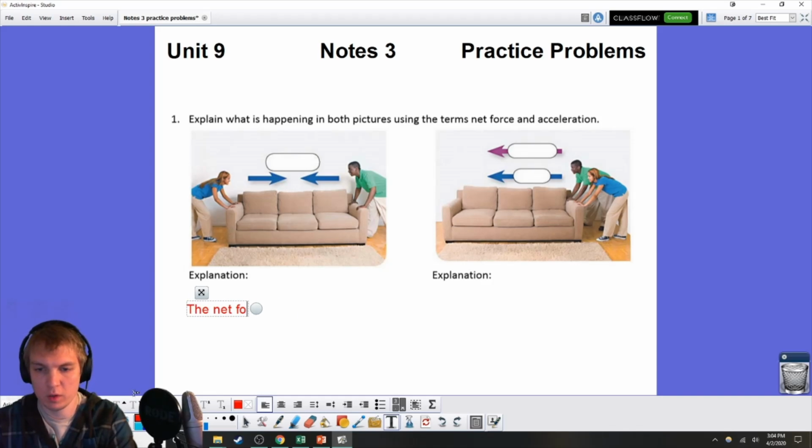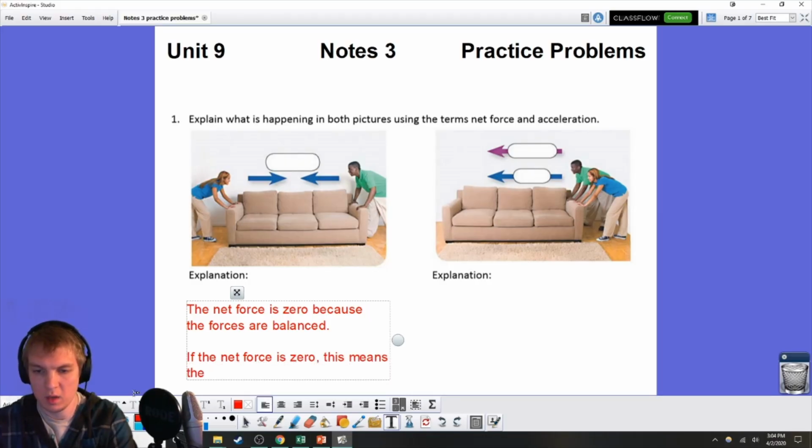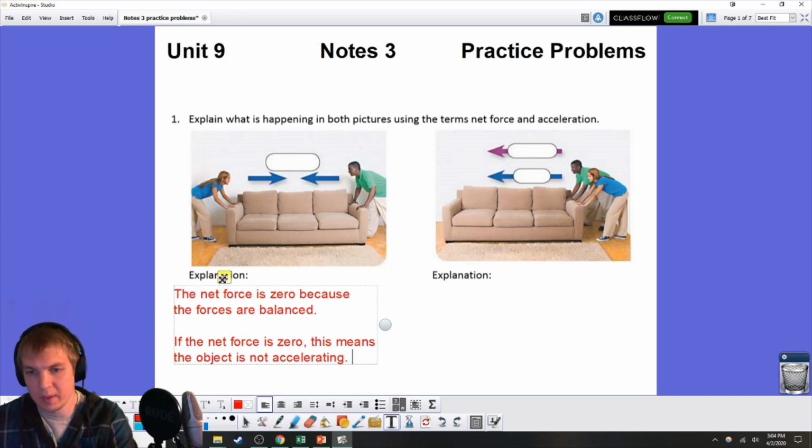The net force is 0 because the forces are balanced. If the net force is 0, this means the object is not accelerating. So there is no acceleration, basically, right? So that's basically what we're saying. This object is not moving, and you could have guessed that based on just what you're seeing here and from your personal experience.